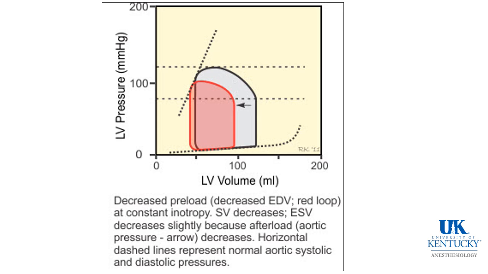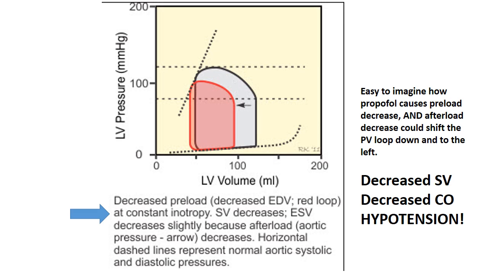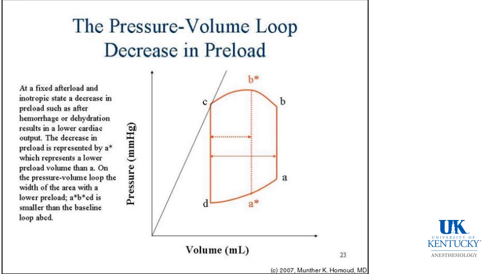This pressure volume loop shows decreased preload in red, and I believe you can see that a smaller stroke volume results. It's quite easy to imagine how propofol could cause a preload decrease and an afterload decrease and shift the pressure volume loop down and to the left, causing hypotension. This pressure volume loop shows a fixed afterload and inotropic state and a decrease in preload, such as might occur after hemorrhage or dehydration.